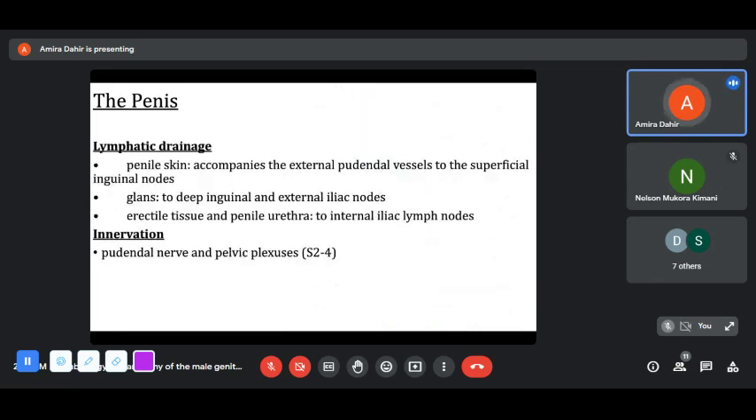As for lymphatic drainage of the penile skin, we have the drainage accompanying the external pudendal vessels to the superficial inguinal nodes. As for the glans, we have the drainage to the deep inguinal and external iliac nodes. Erectile tissue and penile urethra drain to the internal iliac lymph nodes. As for innervation of the penis, it's mostly by the pudendal nerve and the pelvic plexuses of S2 to S4.